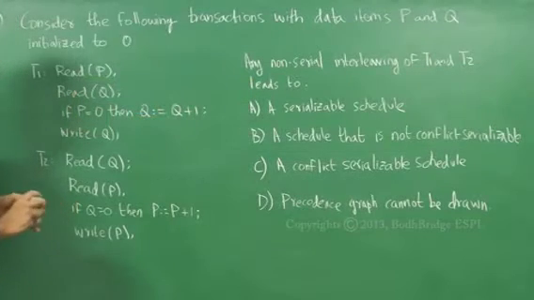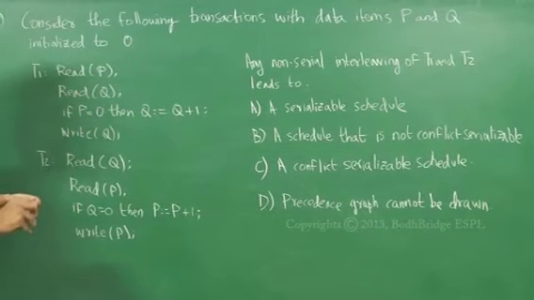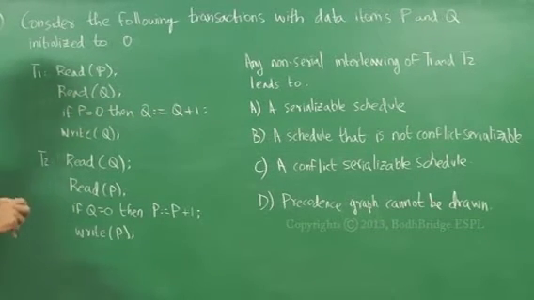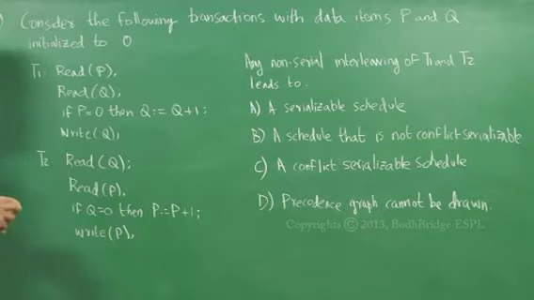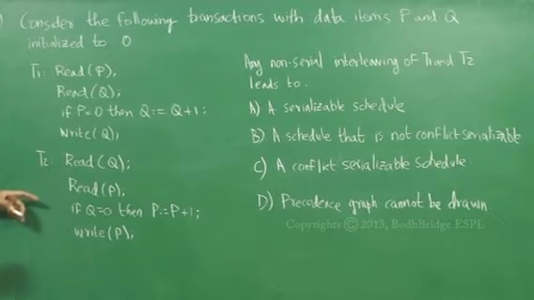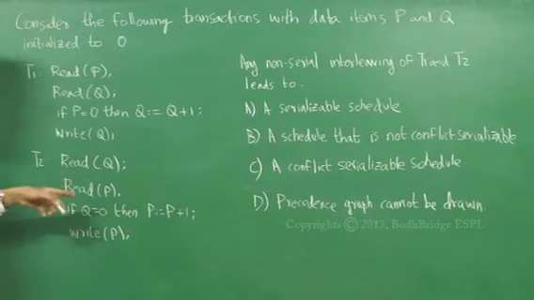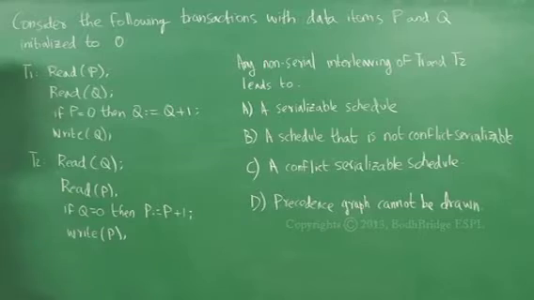The question is, consider the following transactions with data items P and Q initialized to 0. T1: read of P, read of Q. If P is equal to 0, then Q is equal to Q plus 1, write of Q. T2: read of Q, read of P. If Q is equal to 0, then P is equal to P plus 1, write of P.